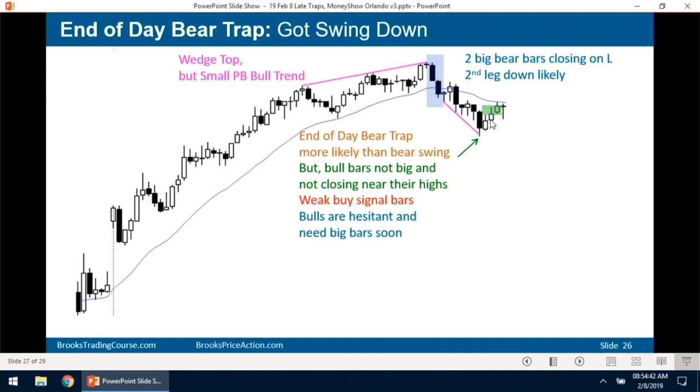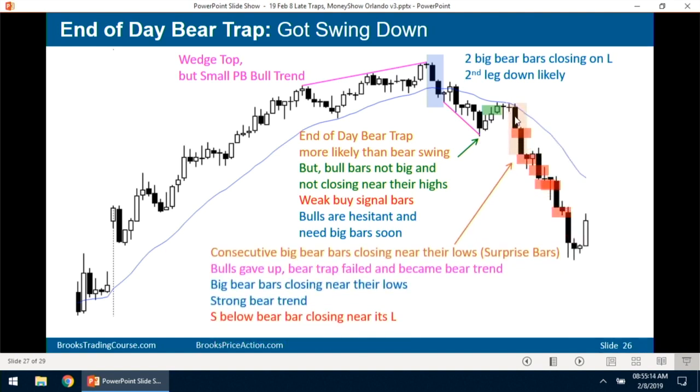But why are we not getting decent-sized bull bars closing near their highs? And plus, why are we getting 4 or 5 bear bars that are bigger than the bull bars? The momentum down is better than the momentum up. So this is suspicious for the bulls. And yes, it's reasonable to get out of shorts above a bull bar if you're possibly having a bear trap, profit taking in a bull trend day. Reasonable to get out of shorts, but that is not a good enough reason to buy.